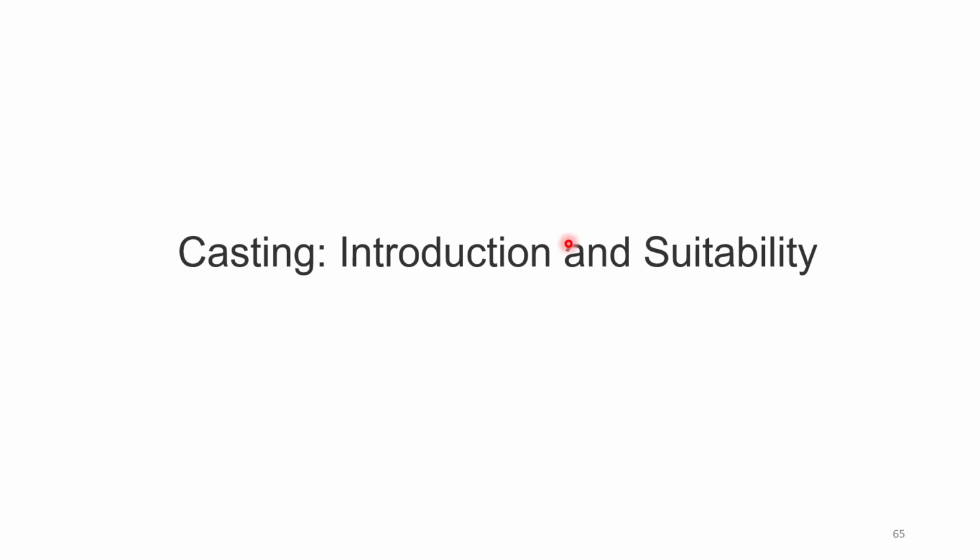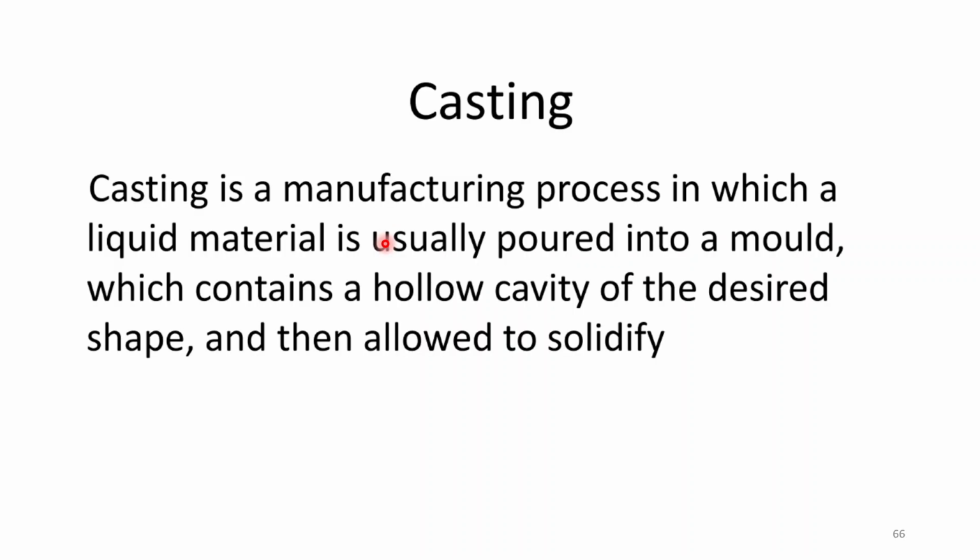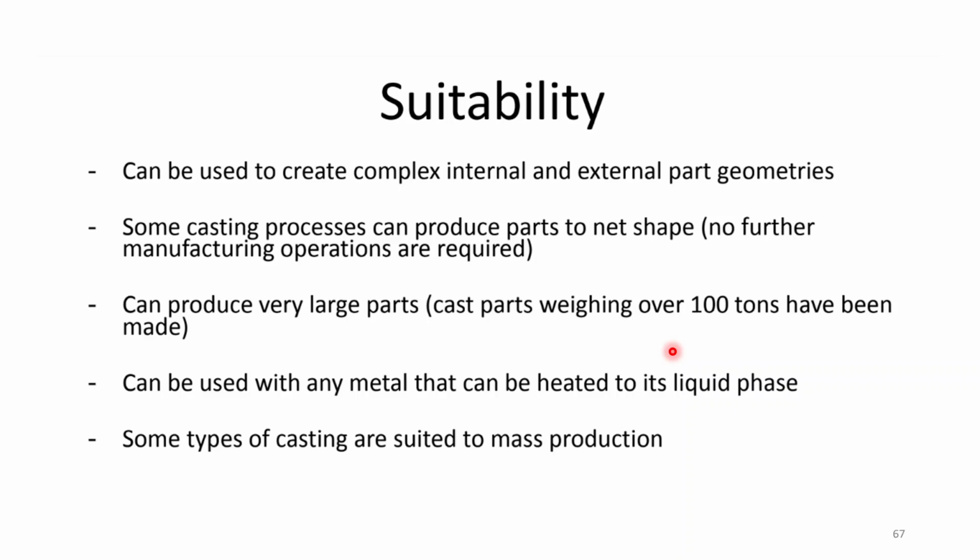Next, the final chapter is casting, introduction and suitability. Casting is a manufacturing process in which a liquid material is usually poured into a mold which contains a hollow cavity of the desired shape, and then allowed to solidify. Now the suitability of casting: it can be used to create complex internal and external part geometries, and some casting processes can produce parts to neat shape which require no further manufacturing operations.